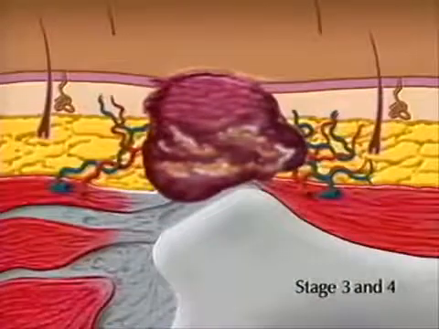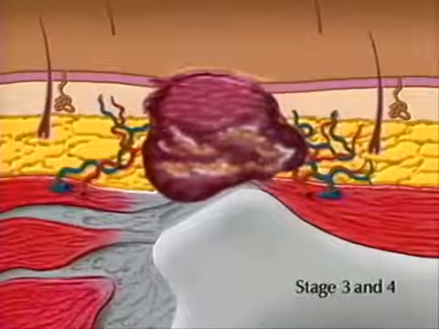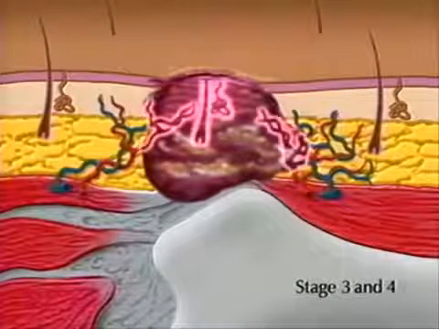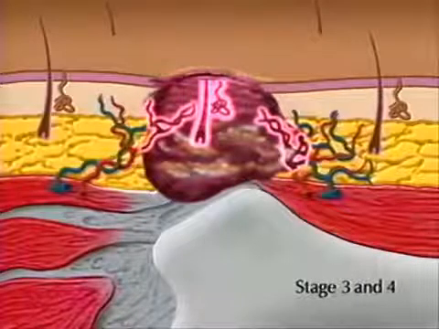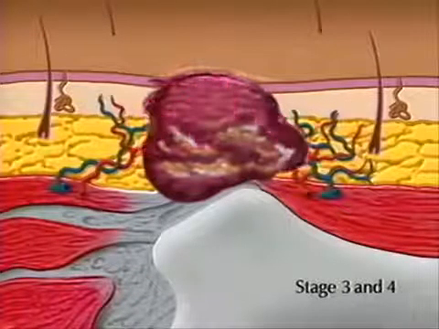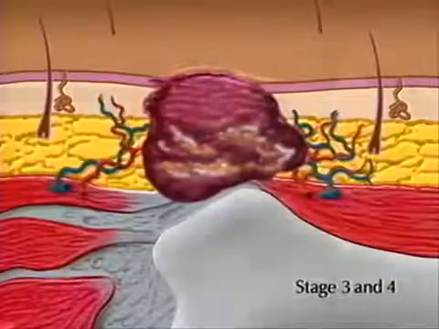Stage 3 and 4 pressure ulcers are full thickness wounds. In them, blood vessels are destroyed along with dermal appendages, such as hair follicles, sebaceous glands, and sweat glands.